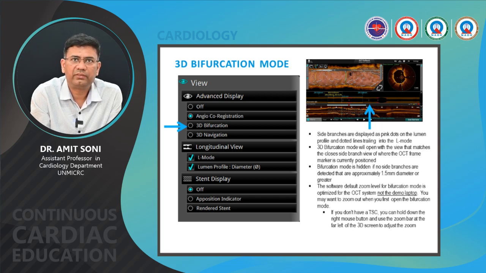The software defaults the zoom level. The bifurcation mode is optimized for the OCT system, not the demo laptop. You may want to zoom out when you first open the bifurcation mode. If you don't have the TSC, you can hold down the right mouse button and use the zoom bar at the far left 3D screen to adjust the zoom.